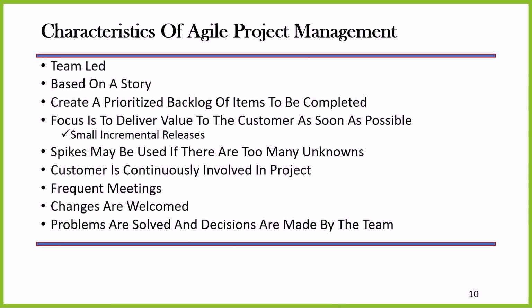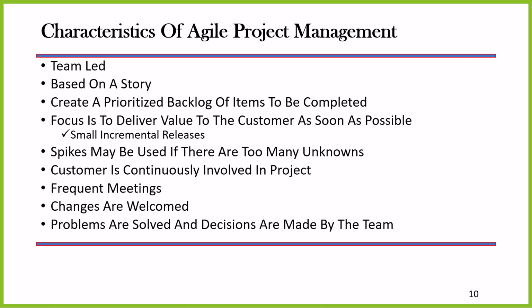Some of the characteristics of Agile. We mentioned that it's team-led. The team does everything in Agile. The team is normally full-time to an Agile project. An Agile project is based on a story. All right, based on a story. We tell a story, and we'll look at this in a minute, and then that will become what our project is going to be based on.